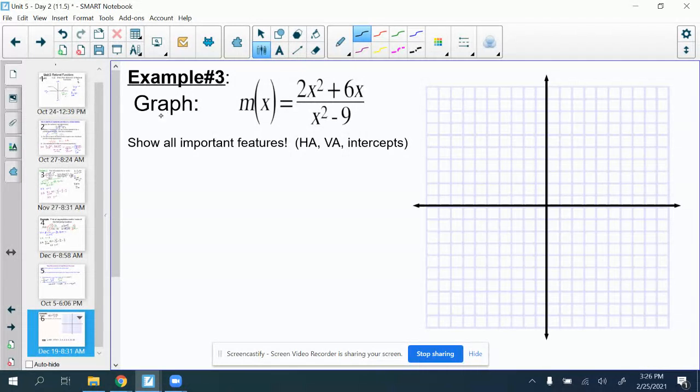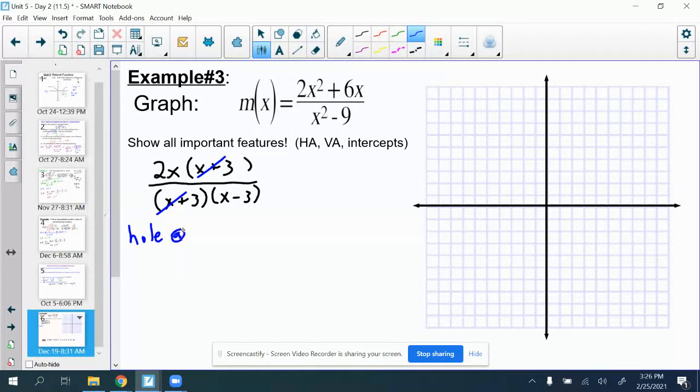Graph M of x, okay? So first I'm going to factor it. On top I can take out a 2x, which leaves me with x plus 3. The bottom is a difference of squares, so I can do x plus 3, x minus 3. Because I can cancel out the x plus 3's, that means I have a hole at x plus 3 equals 0, subtract 3, x equals negative 3.